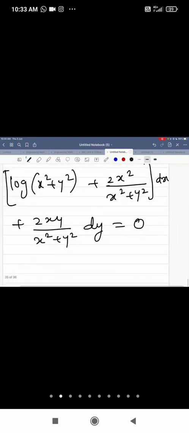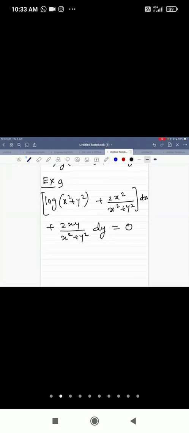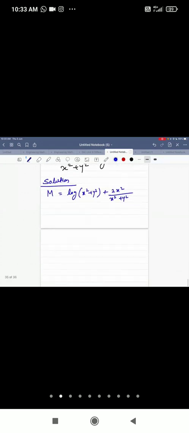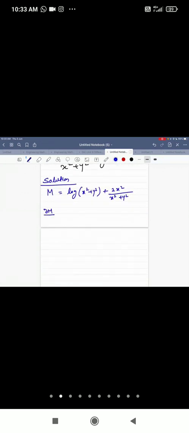Now, tell me what is m here. Here m is log of x square plus y square plus 2x square upon x square plus y square, right? Now let me immediately find dabba m by dabba y. So when we differentiate with respect to y, now log t has derivative 1 upon t.